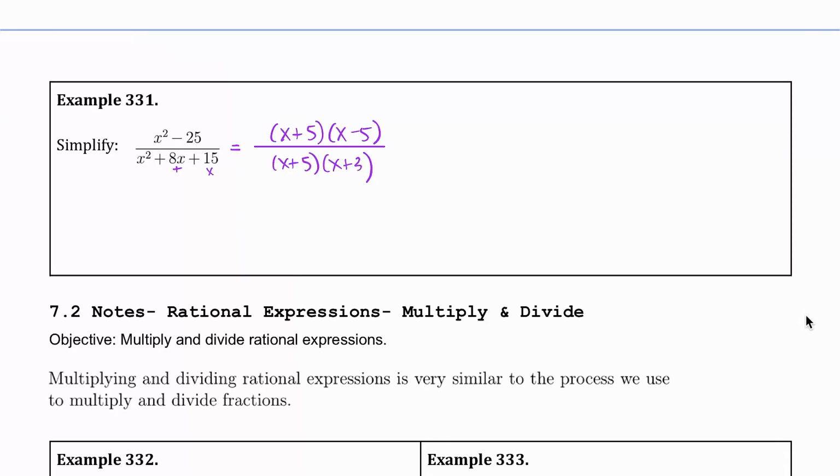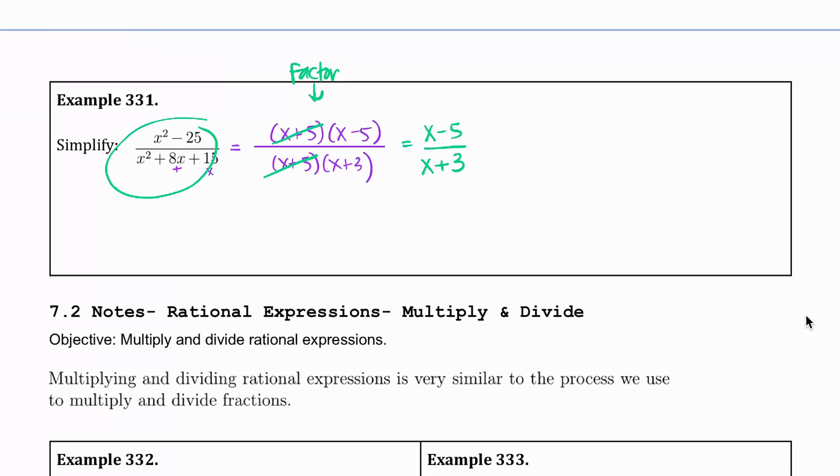Okay, so here's one thing a lot of students want to do. They look at our original problem and they say, hey, look, we have an x squared on top and x squared on bottom, I'm going to just cancel those things out. That's what I was talking about. Those are terms, not factors. Those are things that are being added or subtracted together, not multiplied together. So we cannot do that. We've got to factor first, then see if we have any common factors. We have an x plus 5 here, an x plus 5 here, so those cancel. So I'm left with x minus 5 divided by x plus 3.